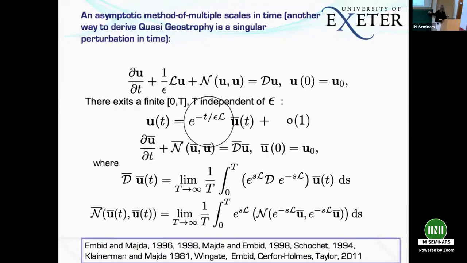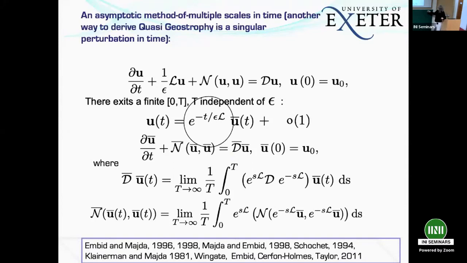So you have a mapping here. Your U is this linear operator that's modulating something that evolves more slowly. And that slow equation looks like this. It doesn't seem any different so far. But what happens is you get both the dissipation and the nonlinearity have a time average in it.